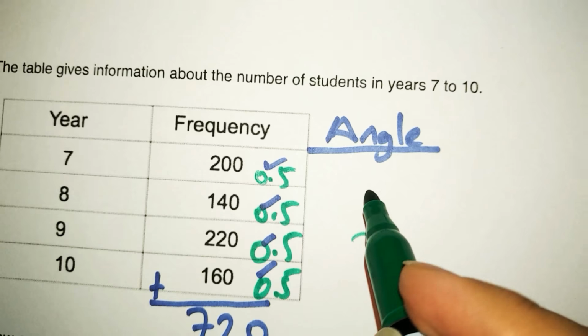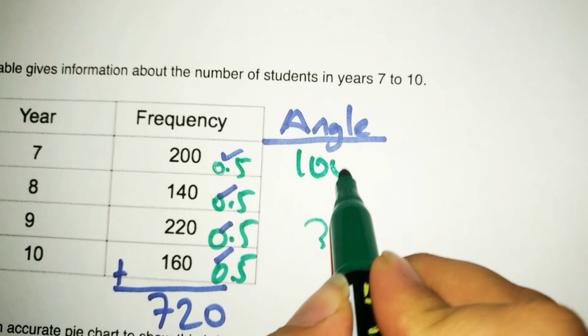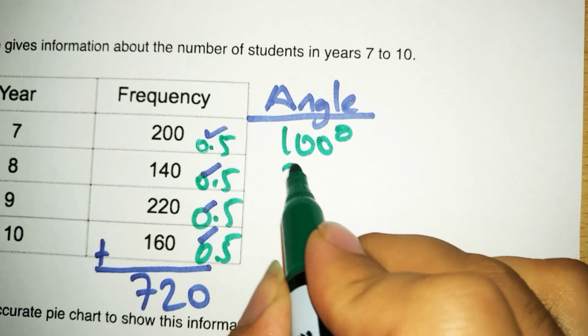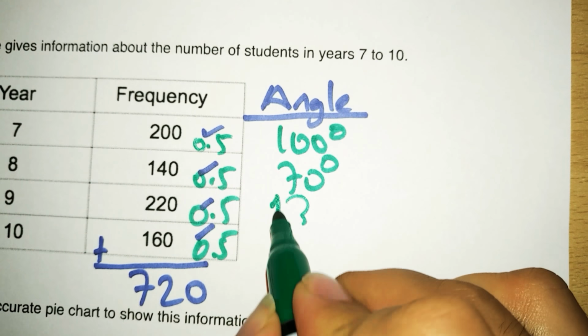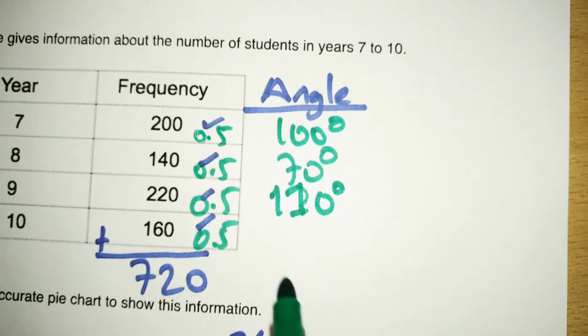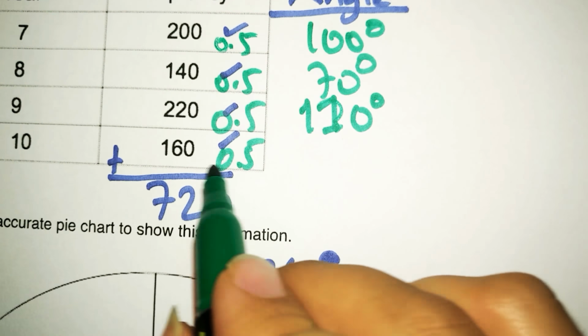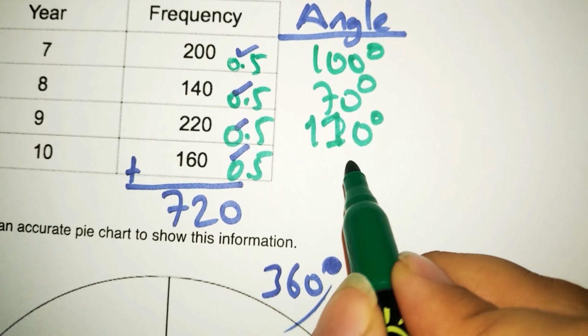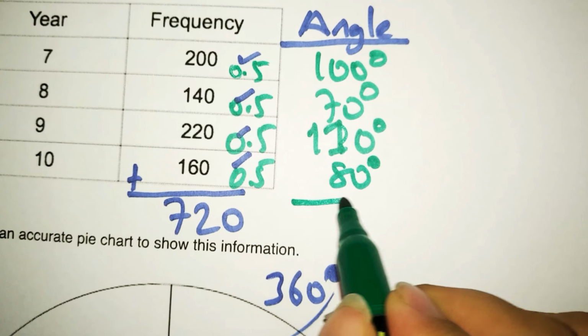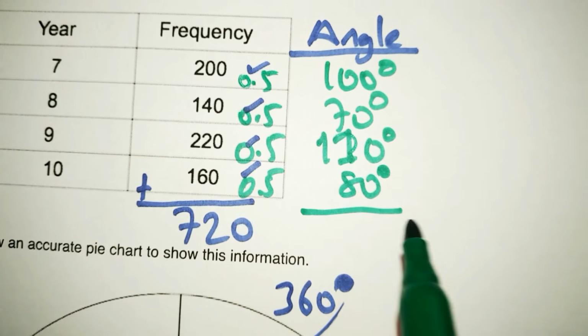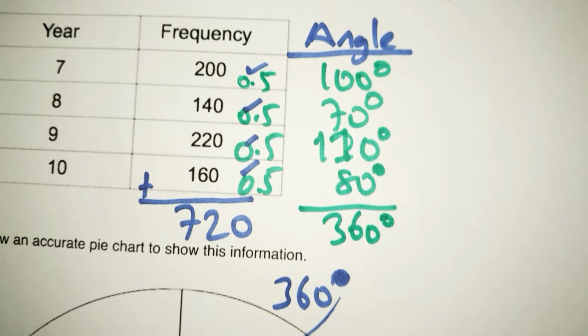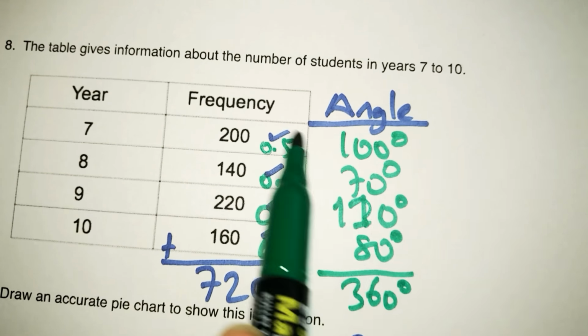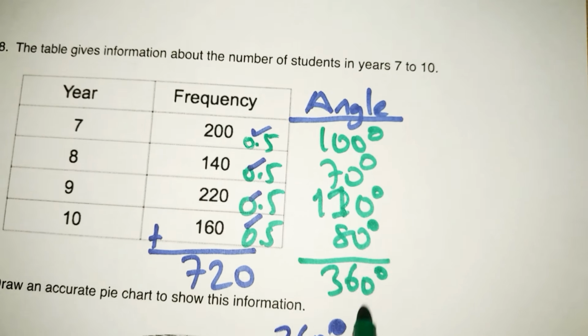So 200 times 0.5 will be 100 degrees. And then this is 70 degrees. And then this is 110 degrees. And the next one will be 160 times 0.5, which gives you 80 degrees. Once you add all these degrees up, it should come to 360 degrees. So this is how you convert frequency into angles.